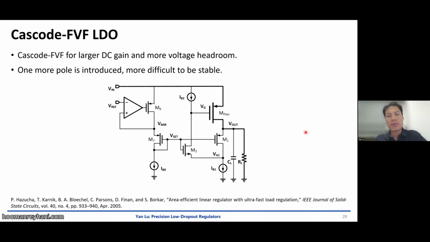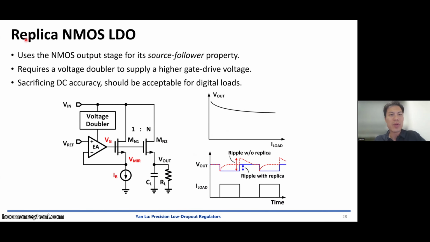And the FVF LDO actually is also one kind of replica LDO. This Cascode-FVF was published by Intel 20 years ago. It has a folded Cascode FVF, and the reset voltage sets the output voltage, right? But this FVF LDO is better than the simple replica nmos LDO because in the nmos LDO, there's no local feedback loop, right? The output variation will be large versus load current.